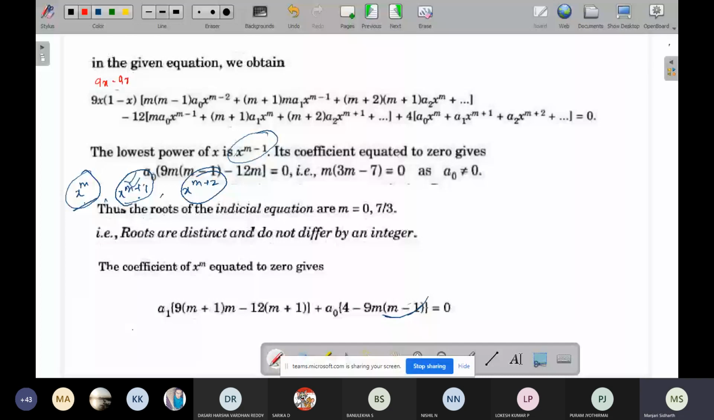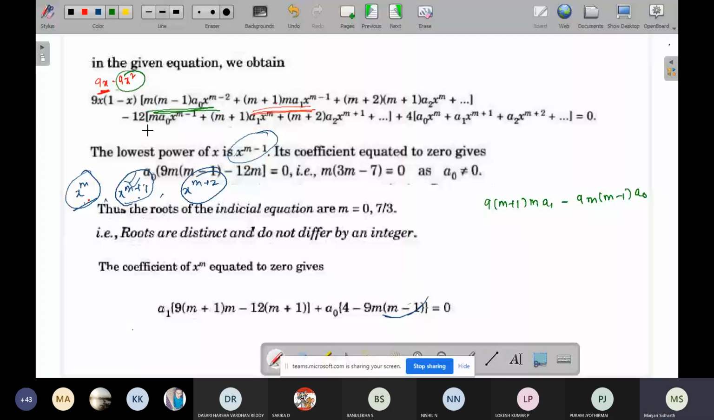So the x power m coefficient means when I'm multiplying 9x with this, 9x with this, I'll get one coefficient of x power m. So I'm writing here 9(m plus 1)m a1. One coefficient I'll get when I'm multiplying 9x square with this. Okay, so minus 9(m minus 1)m a0. No other coefficient I'll get from the first term.